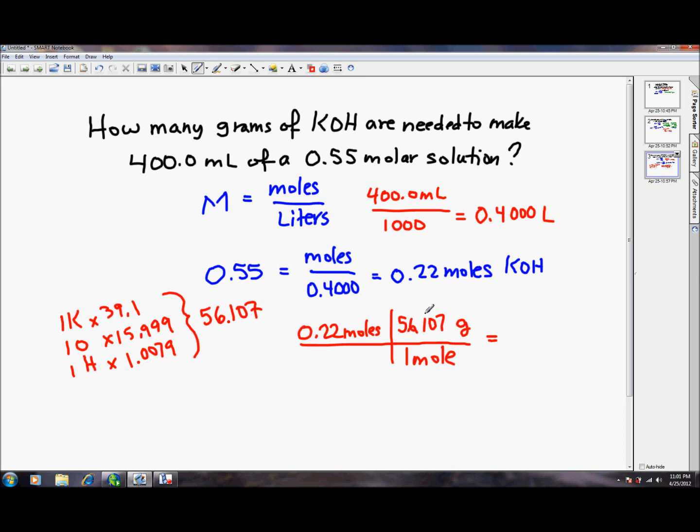So I just need to multiply this times 0.22. Okay, I get two significant figures. This has 4, but this only has 2. Remember, zeros in front of the decimal are not significant. So I'm going to round it off. For the answer, my calculator says 12.34. Round that off to 12 grams. Okay, 2 sig figs.